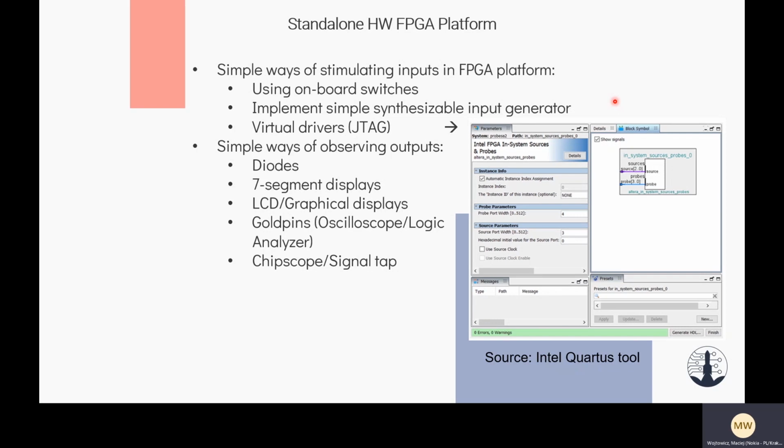But I think that for simple ways of stimulating inputs, we can list using some on-board switches. I mean some physical buttons that the user can change, and these buttons are connected on the FPGA board with the I/O pads of the FPGA chip, and you can control inputs of your design based on these switches. The disadvantage of switches is that manual controlling is very slow, so this is a good way of controlling inputs mainly in very simple designs or only some dedicated nodes, timing critical inputs.